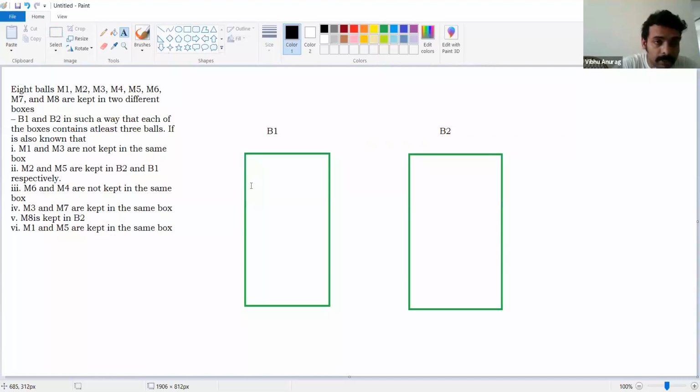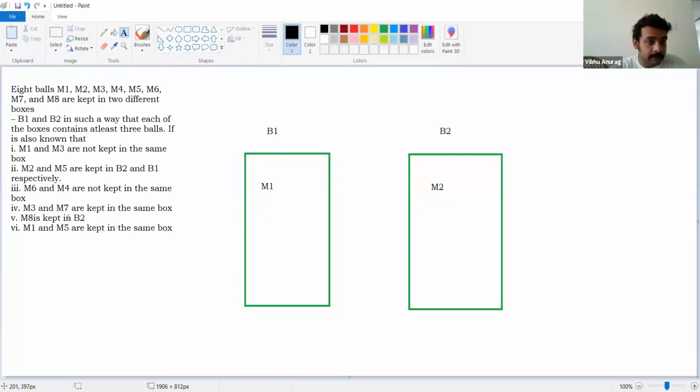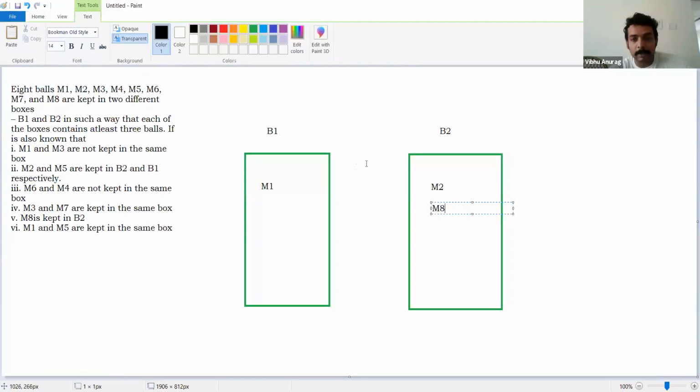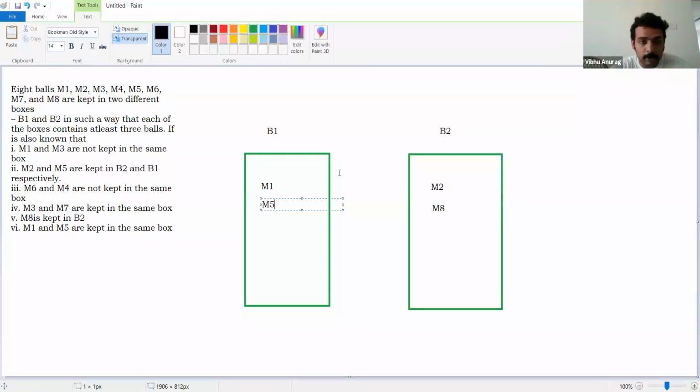Each box contains at least 3 balls. M1 and M3 are not in the same box. M2 and M5 are kept in B2 and B1 respectively, which means M2 in B2 and M5 in B1. M6 and M4 are not kept in the same box. M3 and M7 are kept in the same box. That's also fine. M8 is kept in B2. So here we have a direct clue. M1 and M5 are in the same box. Okay, so M1 also comes here.